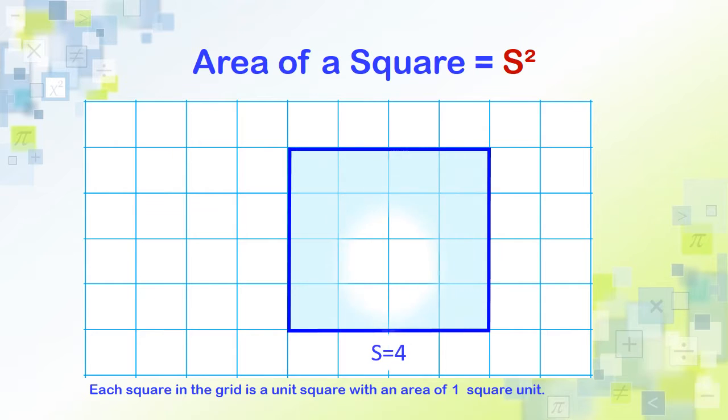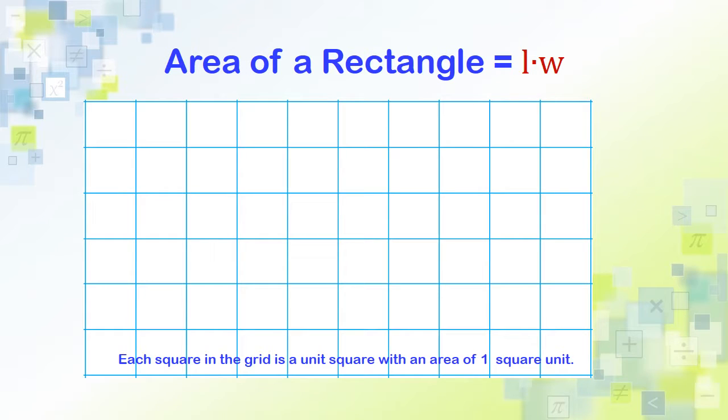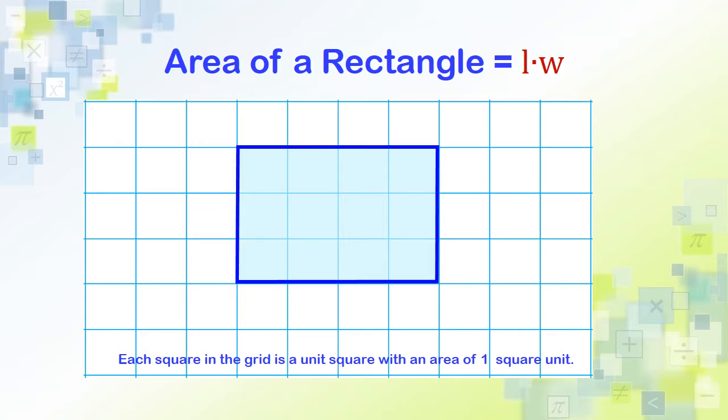Now if we have a bigger square with a side that measures 4 units, we're going to multiply that times 4. So 4 times 4 is going to give us 16 square units. The formula to find the area of a rectangle is length times width. So we simply find our dimensions. In this example, we have a length of 4 and a width of 3. So we simply multiply 3 times 4 and we end up with 12.